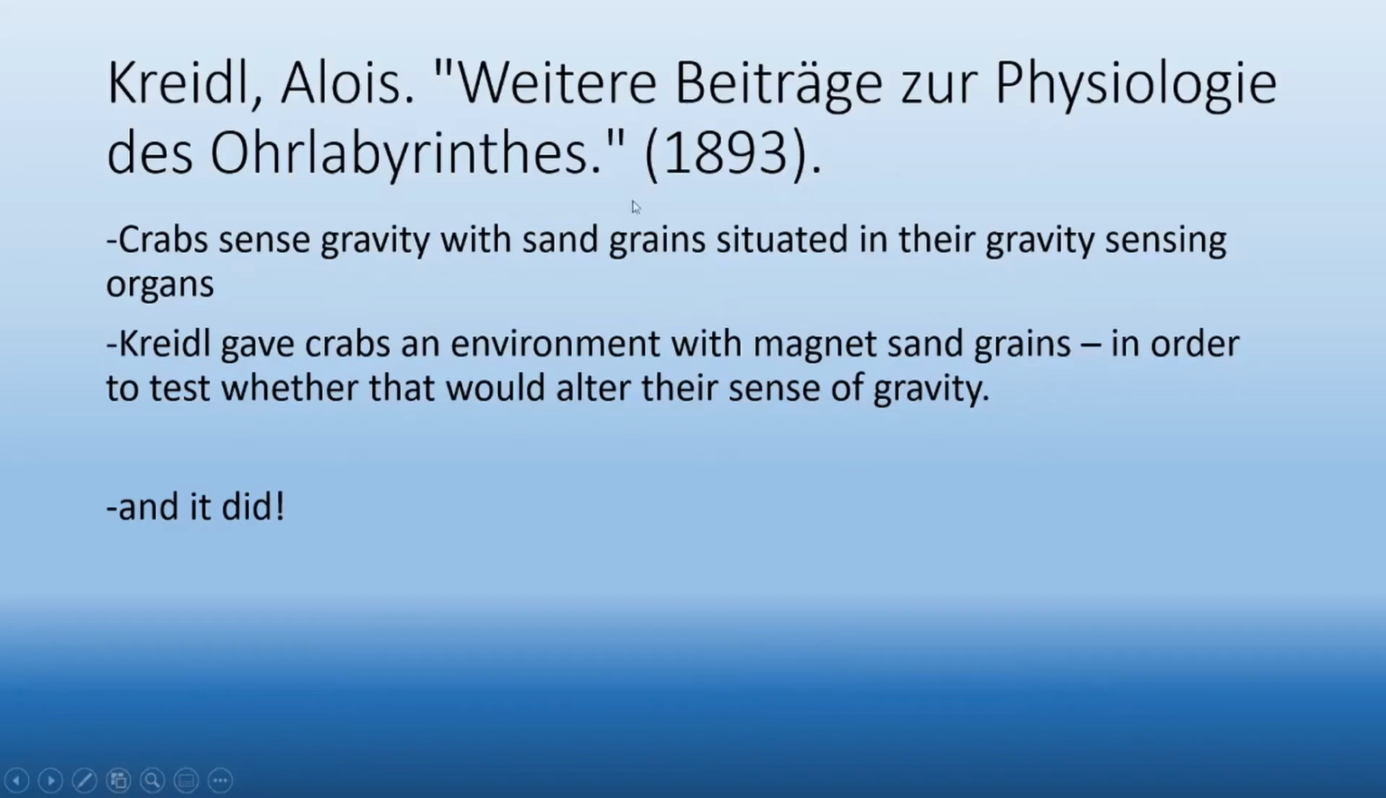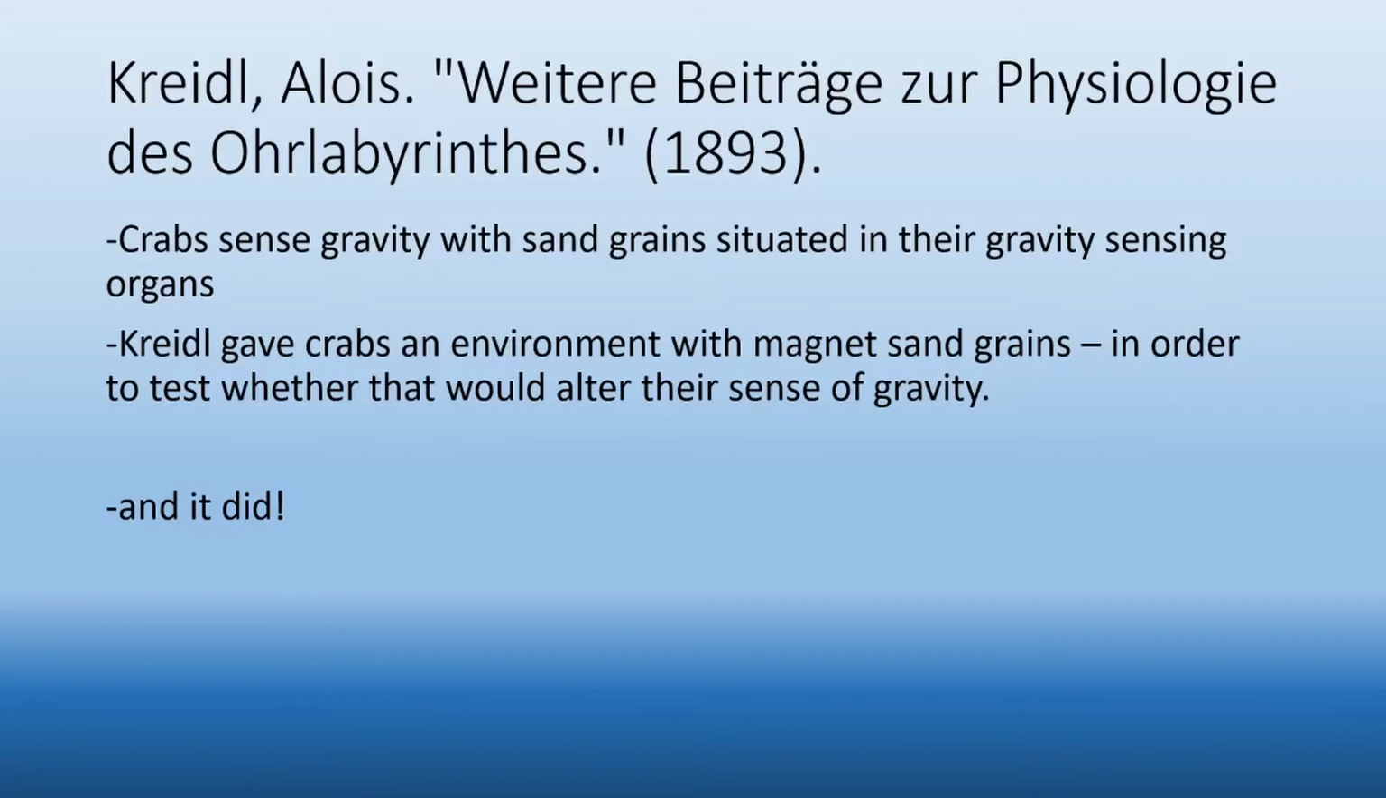So crabs sense gravity with sand grains situated in their gravity sensing organs. So this person Cradle gave crabs an environment with magnetic sand grains in order to test whether that would alter their sense of gravity, and it did. So what if we could do the same thing in plants?